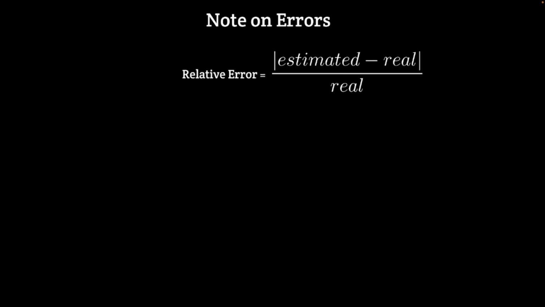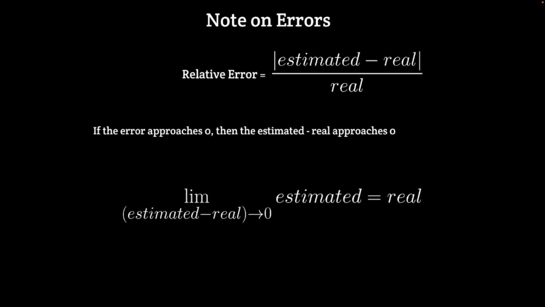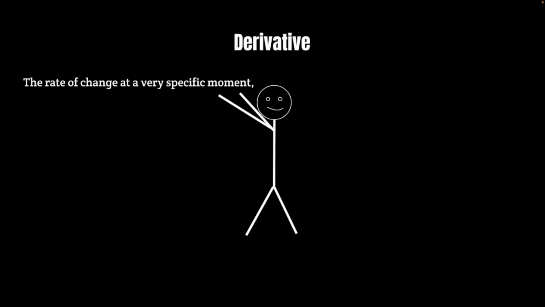Note, I'll be using the word error throughout the calculus concepts. Error just refers to the difference between the actual point and the estimated point. As we look at the previous slide, if the difference between two numbers approaches 0, then the numbers are the same. Thus, if the error approaches 0, the estimation becomes better and better. Derivative is the rate of change at a very specific moment on the graph.